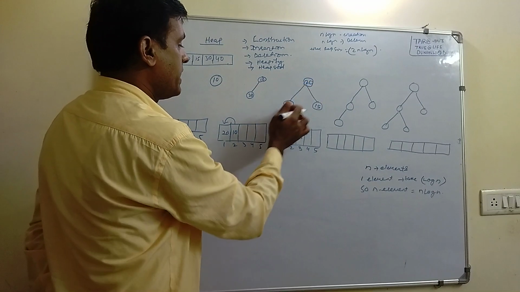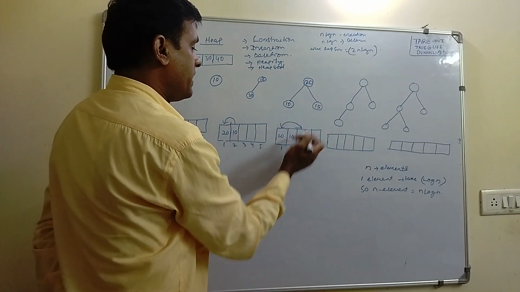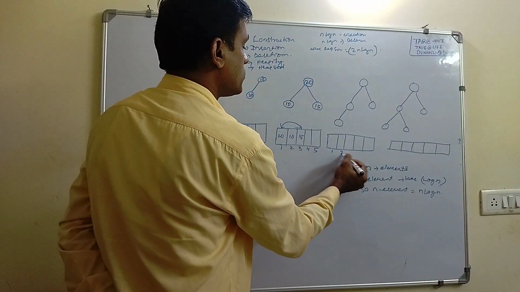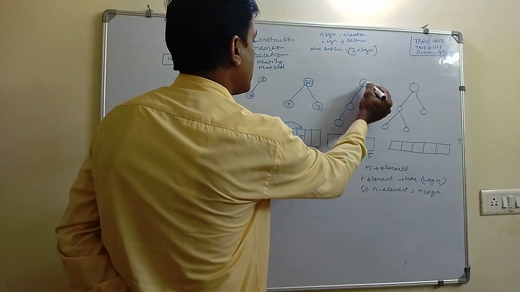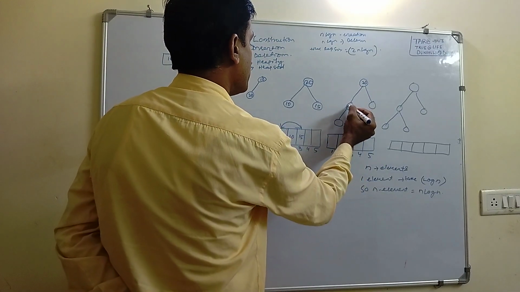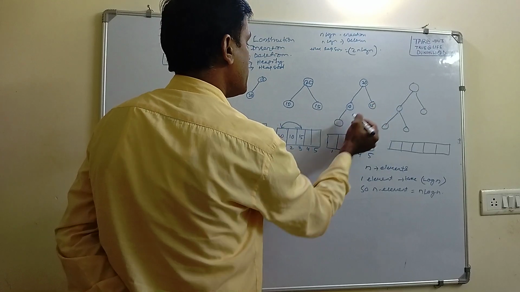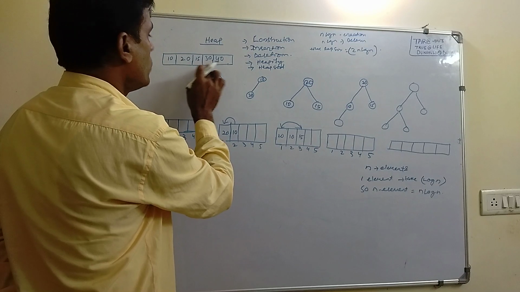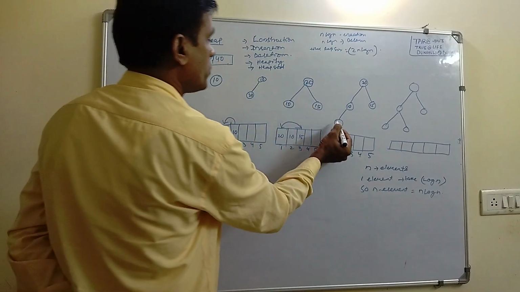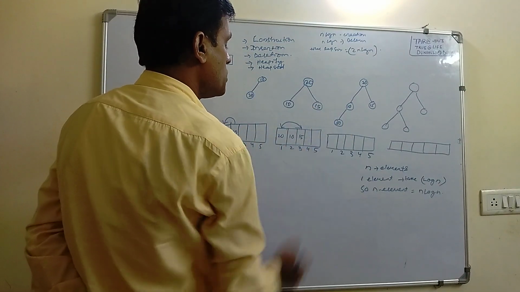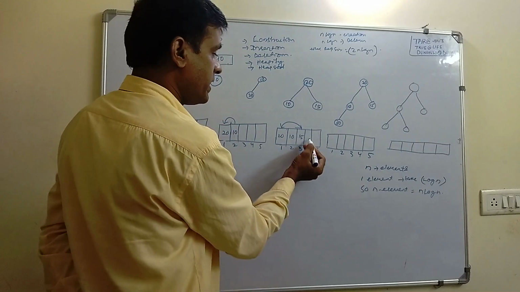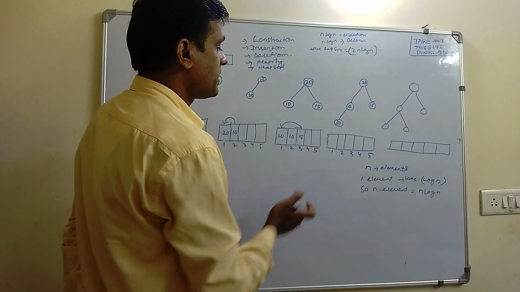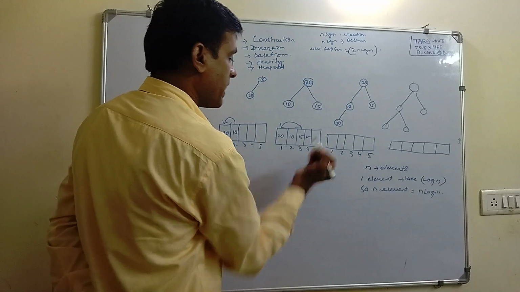We have inputted 20, 10 and 15. Now my array size will be like this: 1, 2, 3, 4, 5. The elements here are 20, then 10, 15. And the fourth element you want to input is 30. You have to input it like this. So whenever you input 30, what will be the position? 30 will be placed here.